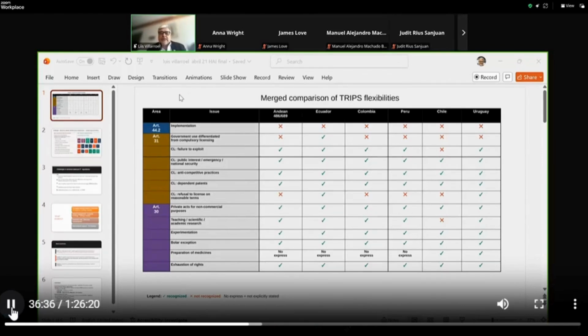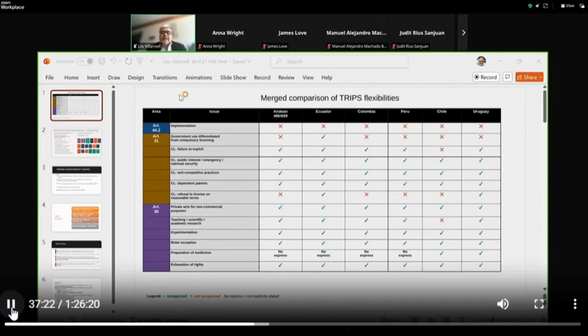This flexibility, which we think is one of the most flexible and with a fast implementation, is not present in any Latin American country that we have studied. So that creates a very important gap. Also, despite the possibility of government use now under Article 31, almost no country in Latin America, except Ecuador, has differentiated government use from compulsory licensing.